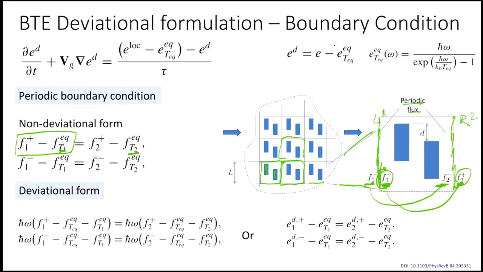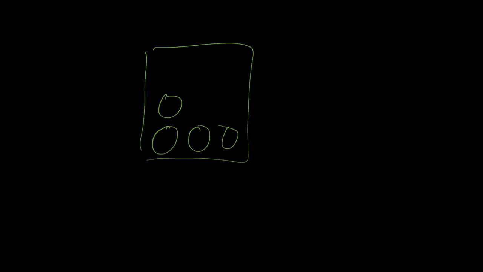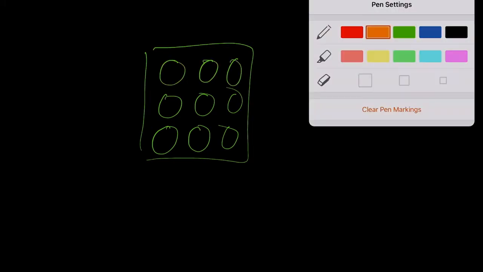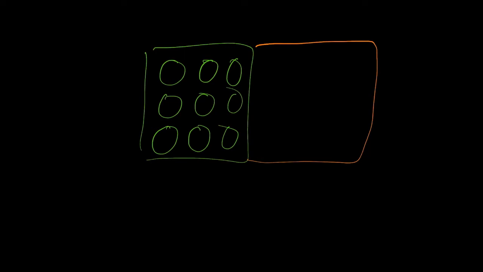Okay, why does this come? So let's look at this periodic condition. Let's consider this is our unit cell, and this cell is repeated in all dimensions.